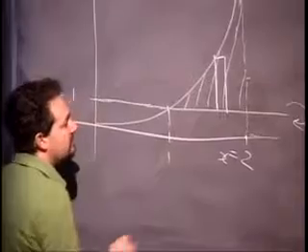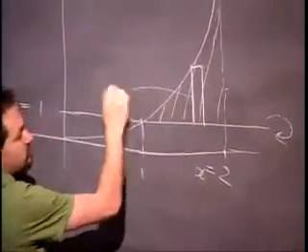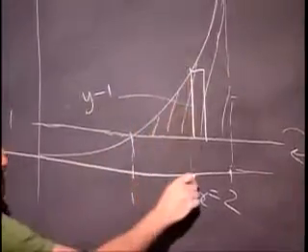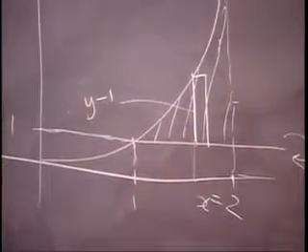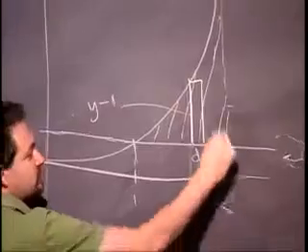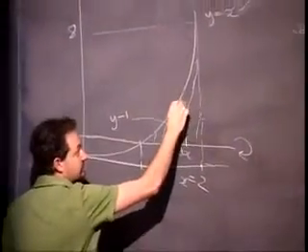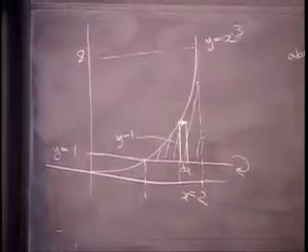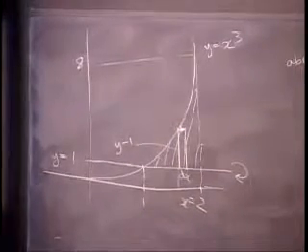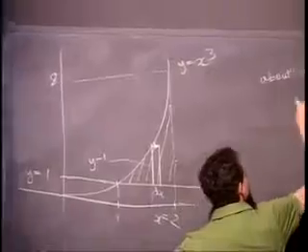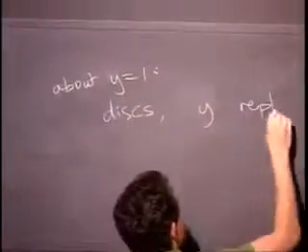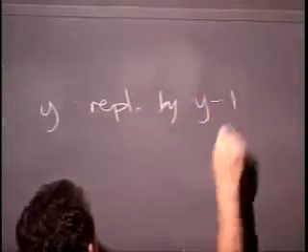So let's see what happens here. The height of this strip is y minus 1 because y is all the way down to the axis and I'm taking away 1. And the thickness is dx. The strip is parallel, the top of the strip, the thin bit, is parallel to the axis of revolution. And so I'm going to use the disk method. So it's disks with y replaced by y minus 1.